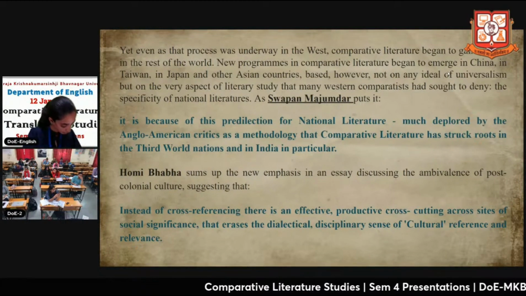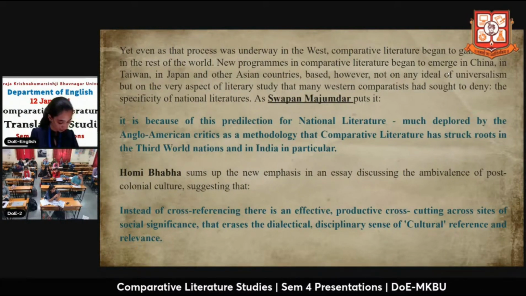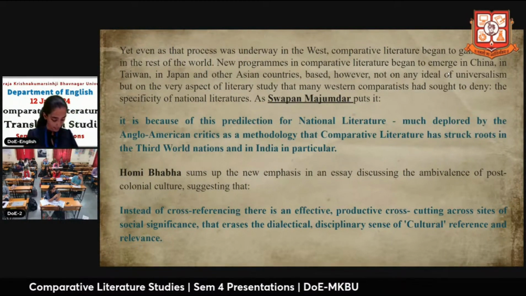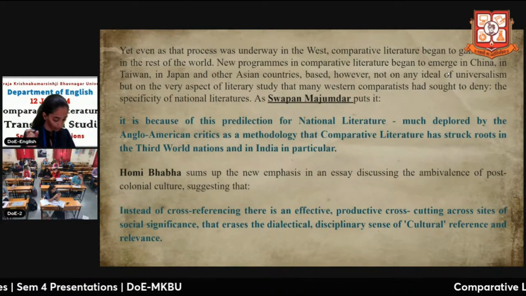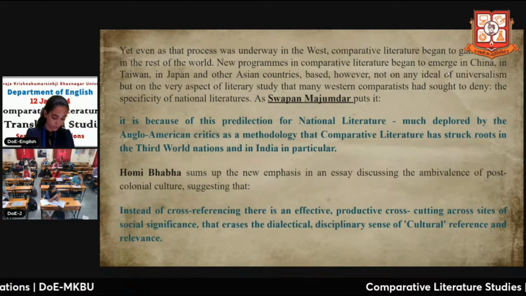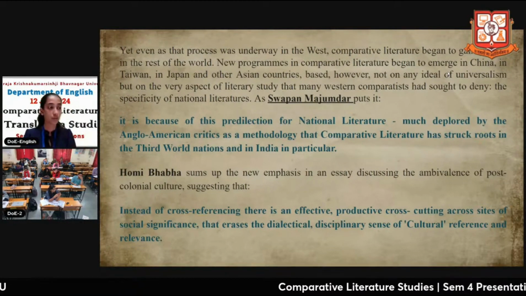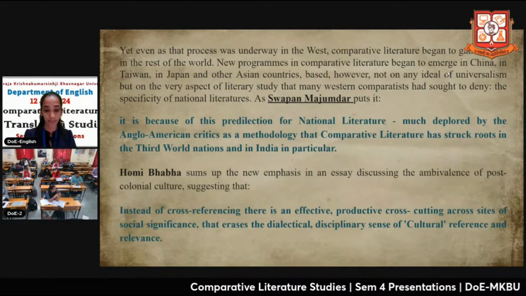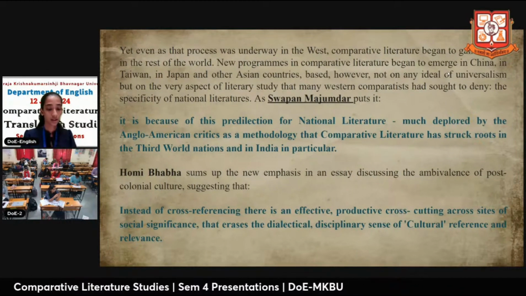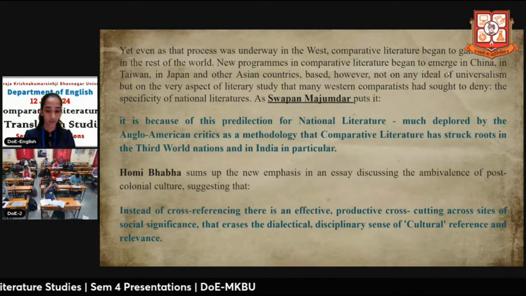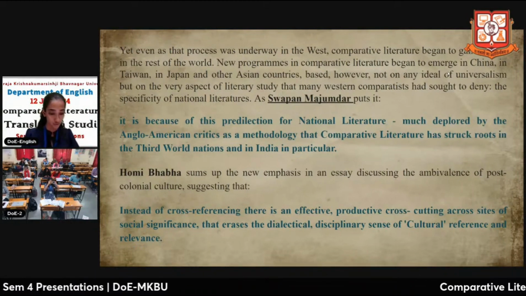So that is how Swapan Majumdar says that all have roots in one tradition, and what you call national boundaries are not actually national boundaries. So that is how he proves his point, speaking of the emergence of comparative literature in the third world countries.